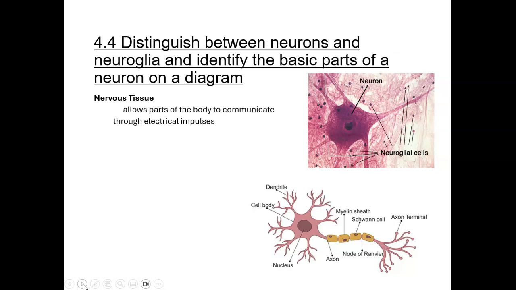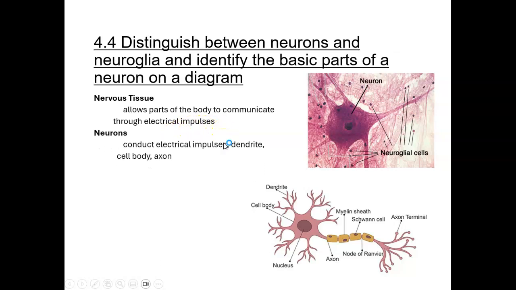Okay, here we are, 4.4. Distinguish between neurons and neuroglia and identify the basic parts of a neuron in a diagram. So in this chapter 4.4, we're talking about nervous tissue. And actually we do a lot in lecture on nervous tissue. So I'm just going to give you a really basic introduction to nervous tissue. Remember, nervous tissue allows parts of the body to communicate through electrical impulses.